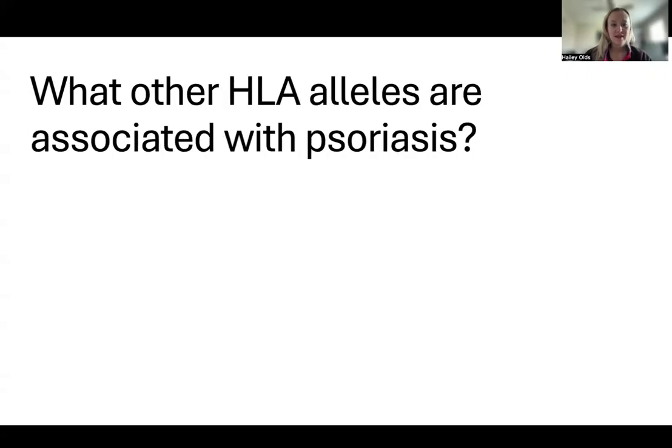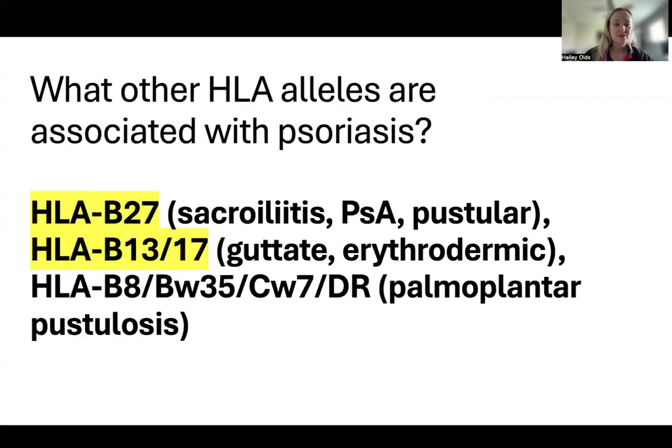What other HLA alleles can be associated with psoriasis? So we just said CW6 is the most common. A lot of us remember from med school that B27 is related to psoriatic arthritis and the ankylosing spondylitis family. So that's one of them too. And then also HLA B13 and 17 is associated with guttate and erythrodermic psoriasis. And then B8, BW35, CW7, and DR are associated with palmoplantar pustulosis.